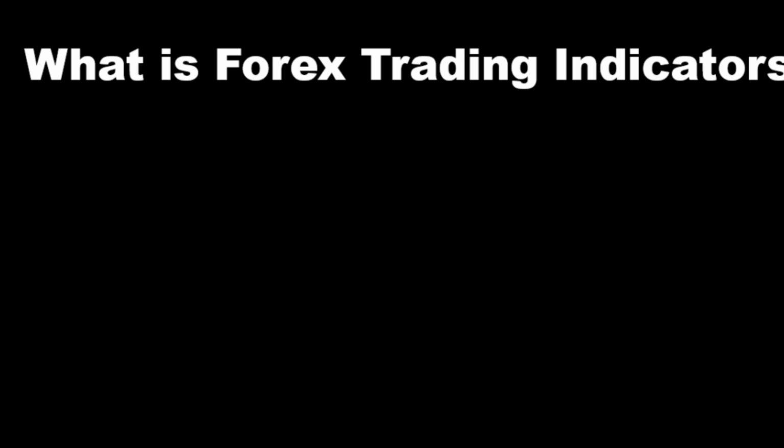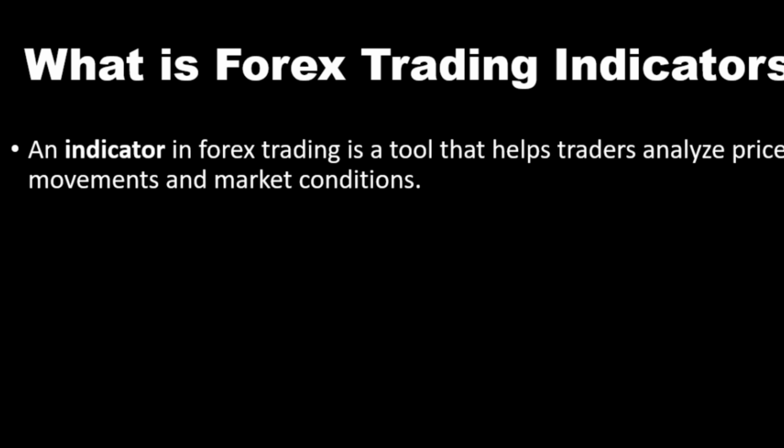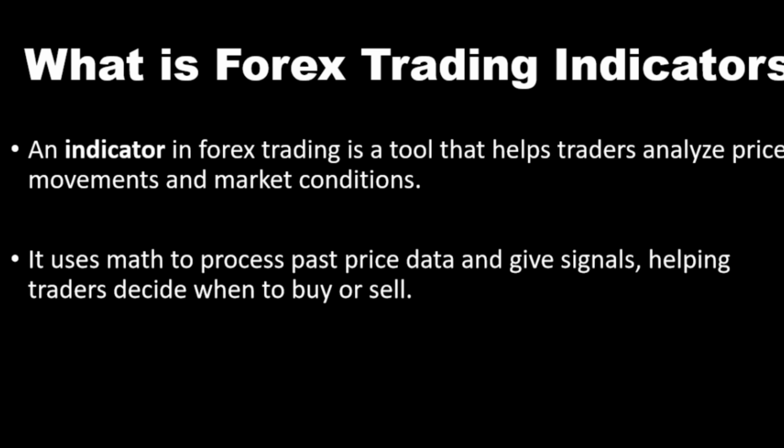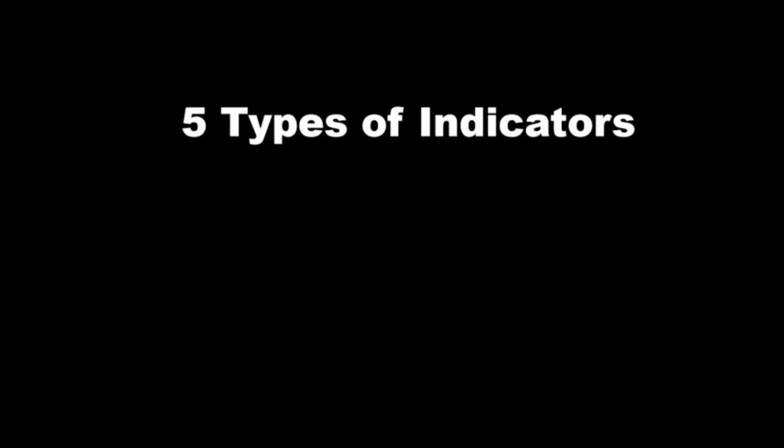Now let's move on. What are Forex trading indicators? An indicator in Forex trading is a tool that helps traders analyze the price movement and market condition. They are mathematically set to read past price history and give you signals to make your decision when to buy or sell. Now, ordinarily, for a beginner, you will think this is all you need as a trader. However, there is more to these indicators.